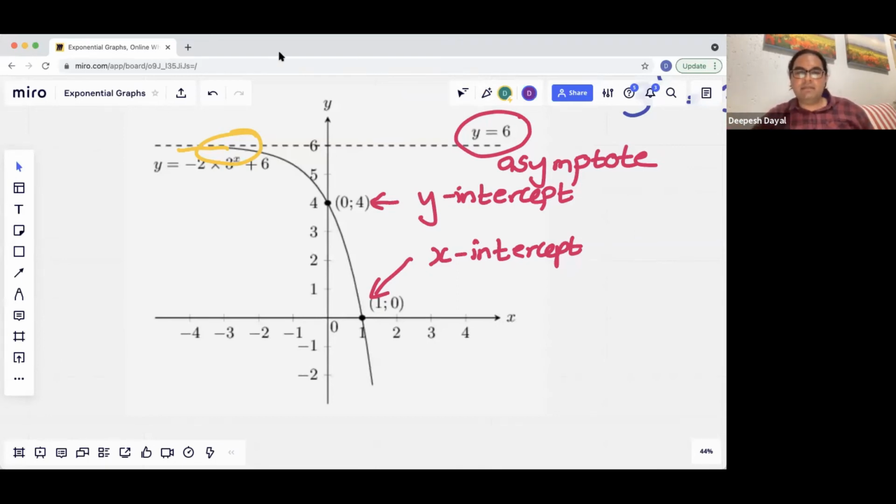How's this looking, everybody? Let me know, how's this looking?